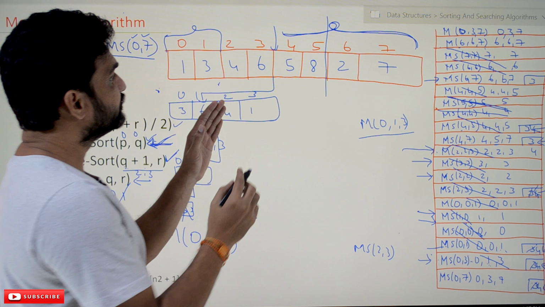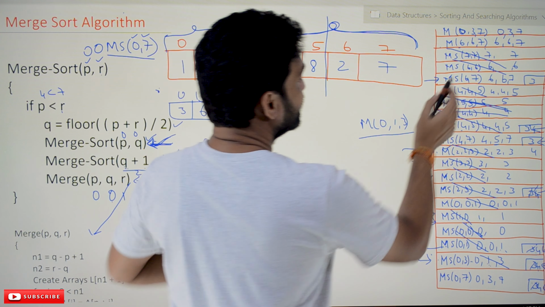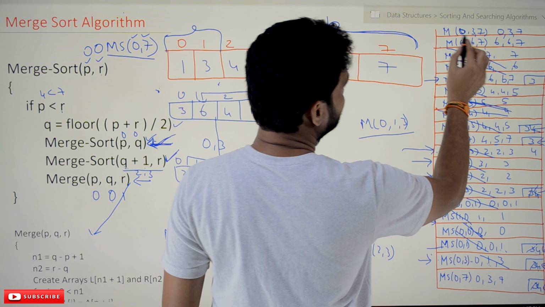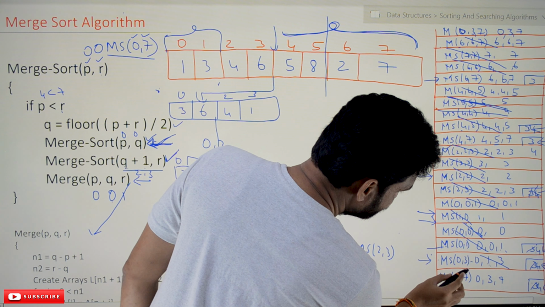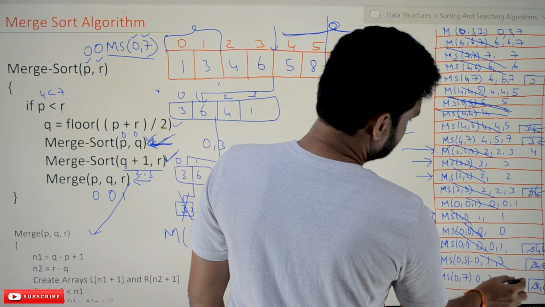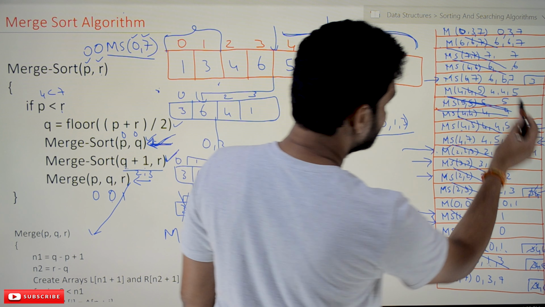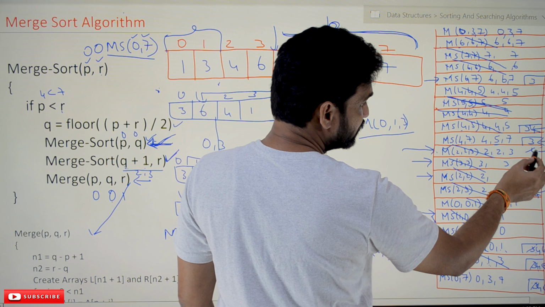Okay, so now this part is sorted and this part is sorted, and next it is going to call this MS of 6 comma 6 comma 7, which is done. Again we have to call, we are here in this function call, and we are in this fourth line of code, and the fifth line of code will get executed.